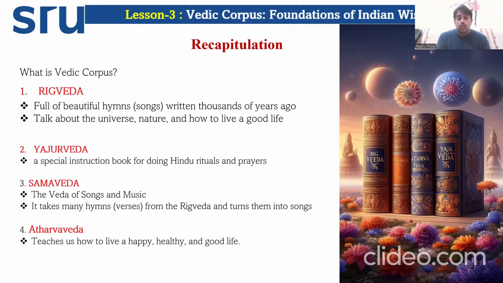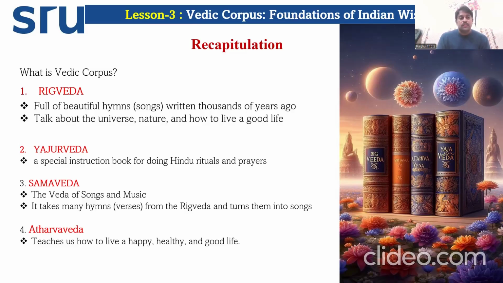The third one, Vedic corpus, the foundations of Indian wisdom. What is Vedic corpus? The knowledge and wisdom of ancient times had been written in the form of four volumes or books. That is called the Vedic corpus. It includes four Vedas. What are the four Vedas? Rig Veda, Yajurveda, Samaveda, Atharva Veda.